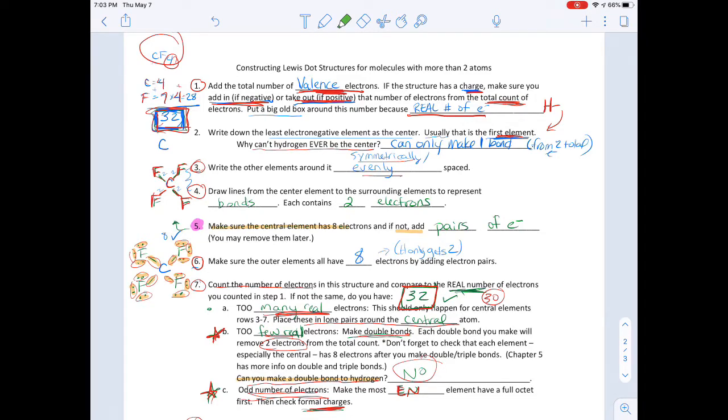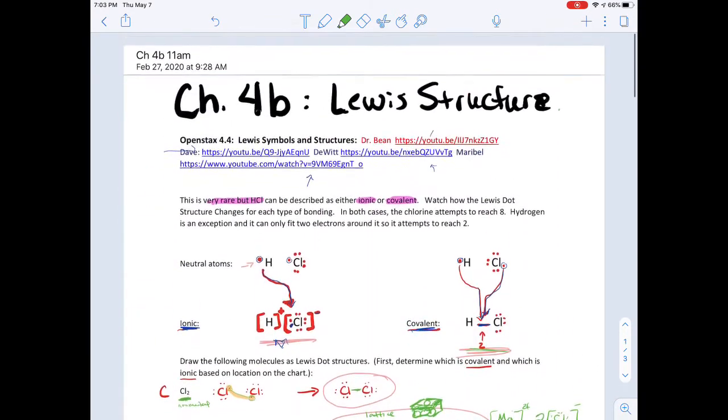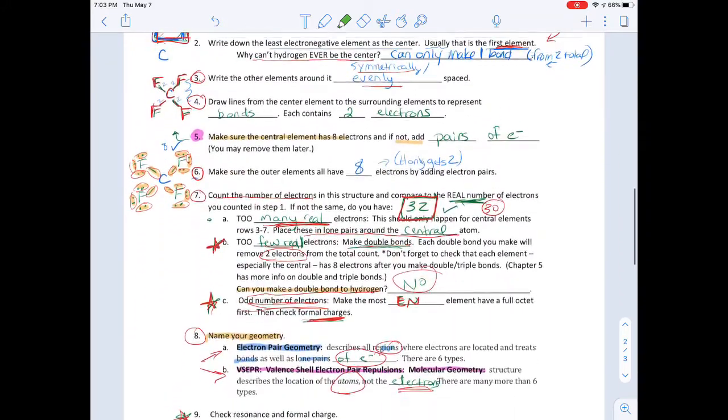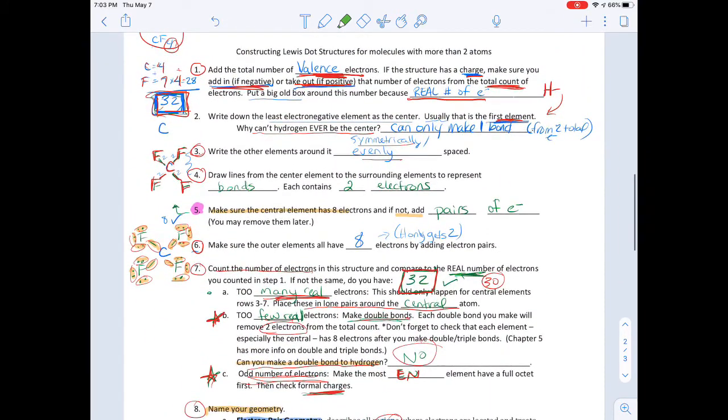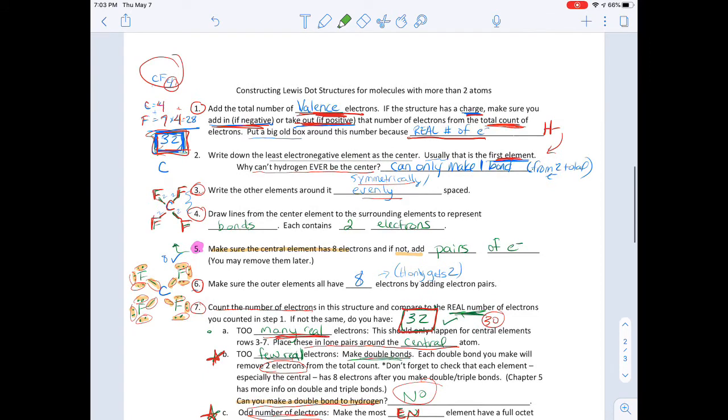You're going to add up the total number of valence electrons. Remember those columns I showed on the other page. Actually, it was on the other section. It starts at 1 and it goes to 8. Those are your valence electrons. So add the total number of valence electrons. So right here is us adding the number.